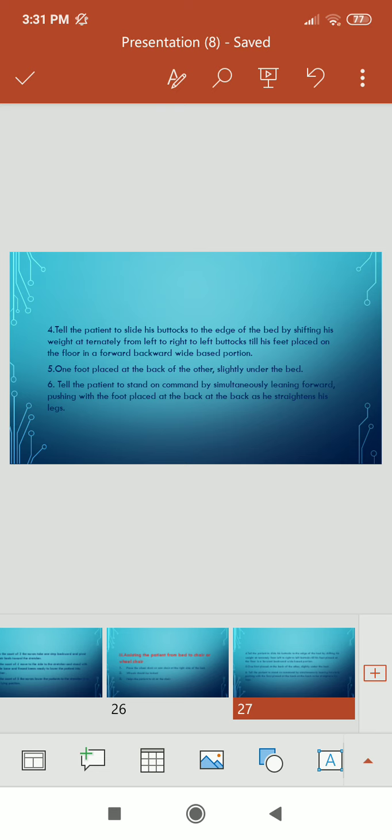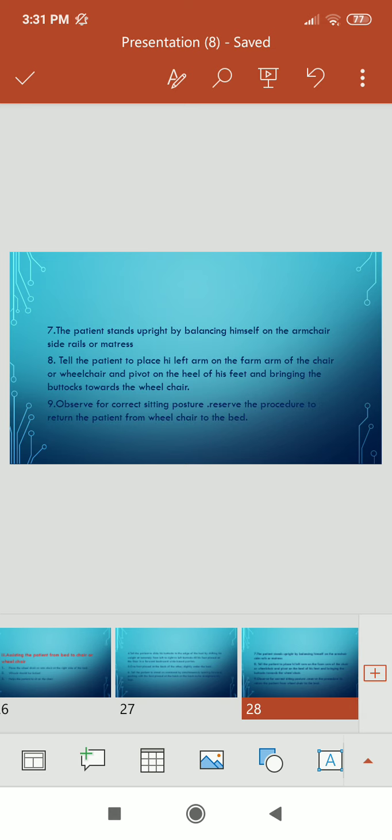and straightening his legs. The patient stands upright by balancing himself on the armchair, side rails, or mattress.